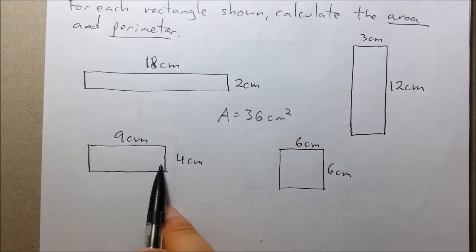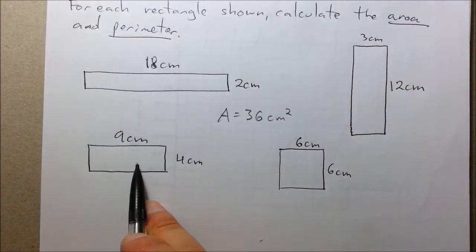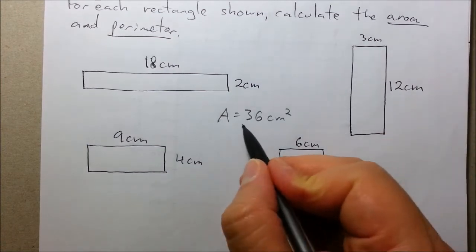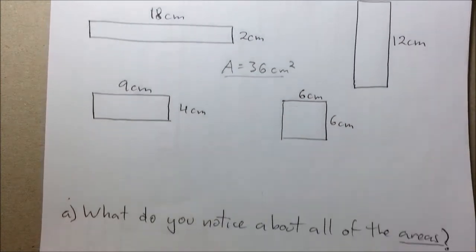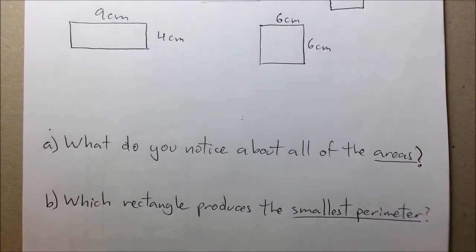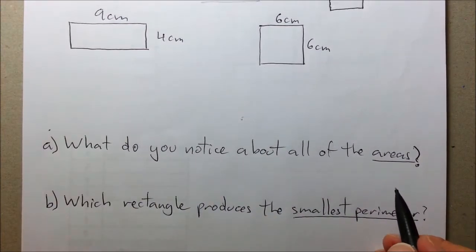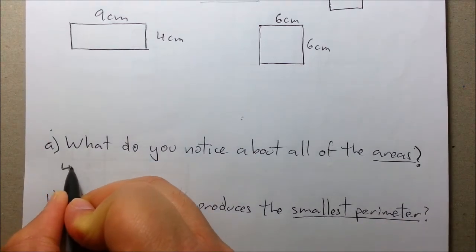How about this one? 9 times 4 is what? 36 centimeters square. So that's the same. 6 times 6 is 36, and 12 times 3 is 36. So the area for all of these is the same. And guess what? That's the first question. What do you notice about all of the areas? That they're all the same. So let's just write that down.